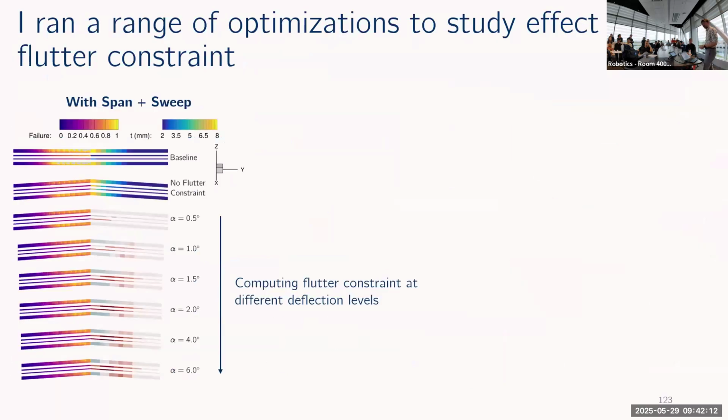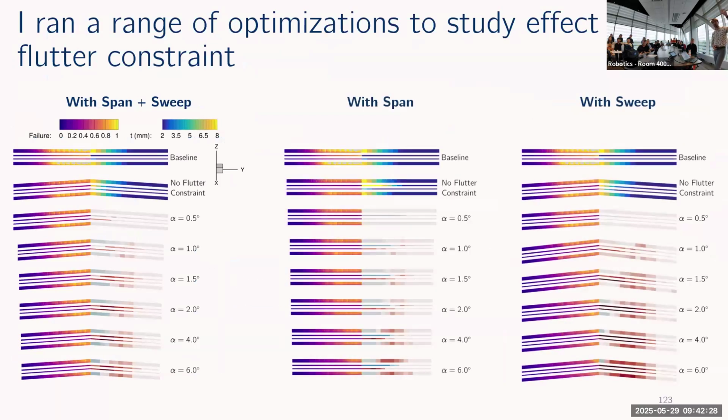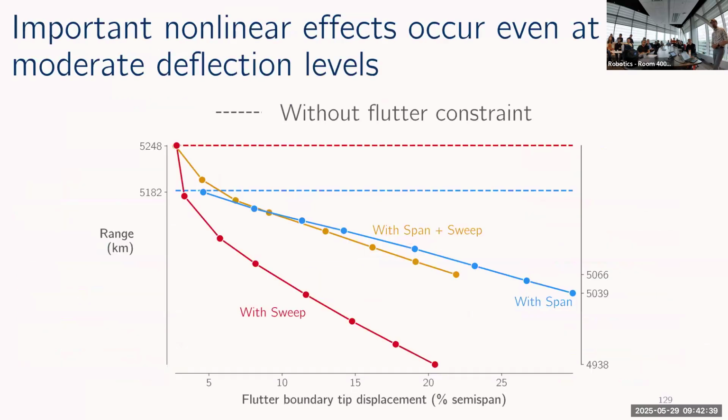of flight speeds. And so I ran a bunch of optimizations. First of all, varying this angle of attack that we compute the flutter constraint at, to see the effect of computing the flutter constraint at different levels of deformation. And then also I repeated all of those optimizations with either the span or the sweep of the wing fixed to gain some insight on how the planform design of the wing is affected by this flutter constraint. And so again, in the dissertation, there's loads more results than this, but I think this plot summarizes most of the important things.